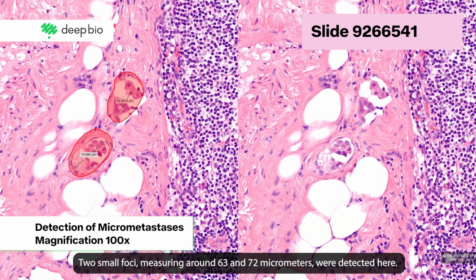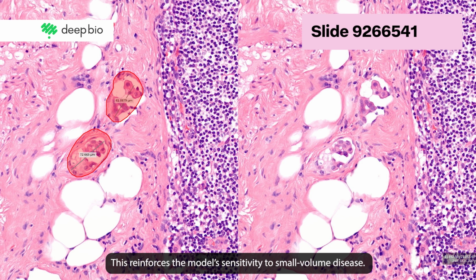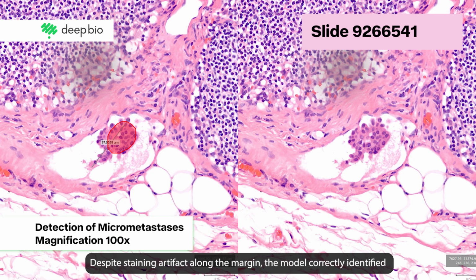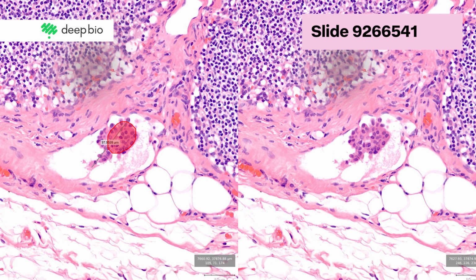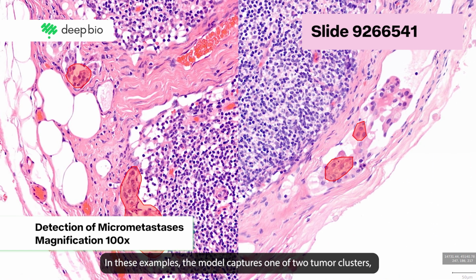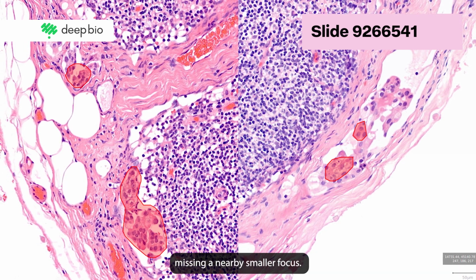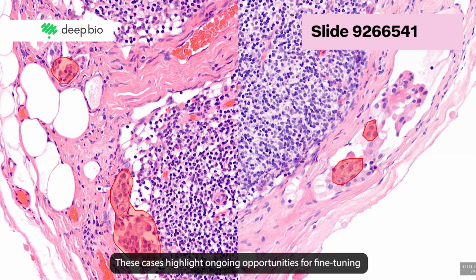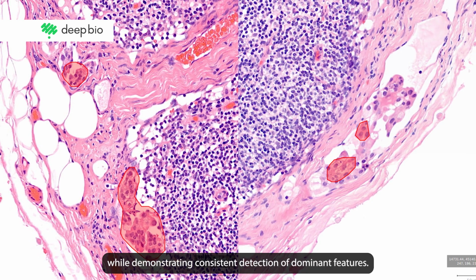2 small foci, measuring around 63 and 72 micrometers, were detected here. This reinforces the model's sensitivity to small volume disease. Despite staining artifact along the margin, the model correctly identified a focus suspicious for cancer, showing robustness under variable slide quality. In these examples, the model captures one of 2 tumor clusters, missing a nearby smaller focus. However, the primary lesion is well localized. These cases highlight ongoing opportunities for fine-tuning while demonstrating consistent detection of dominant features.